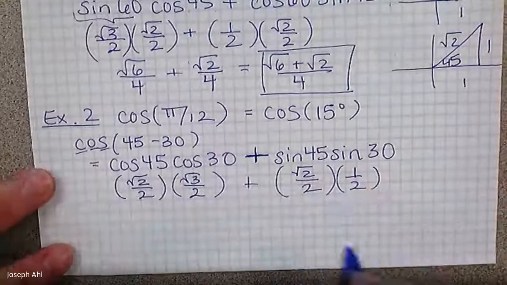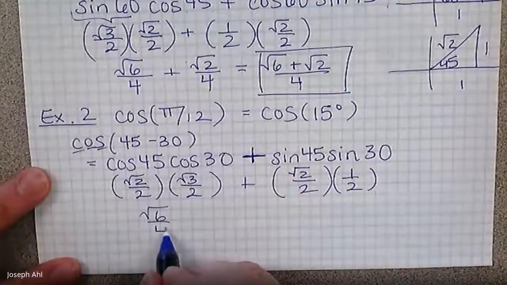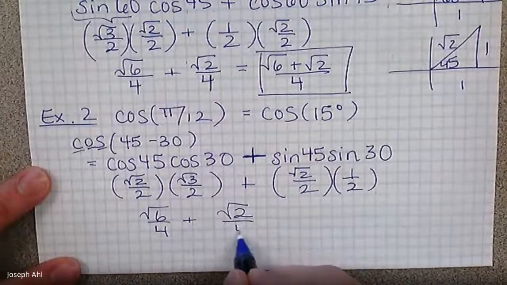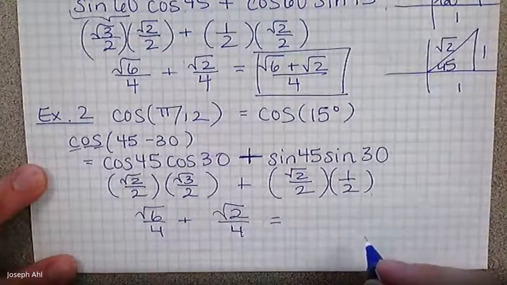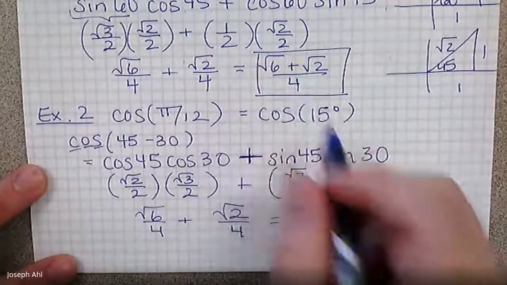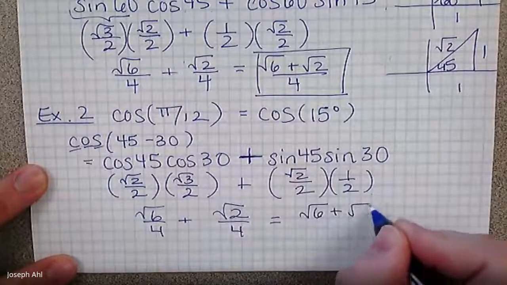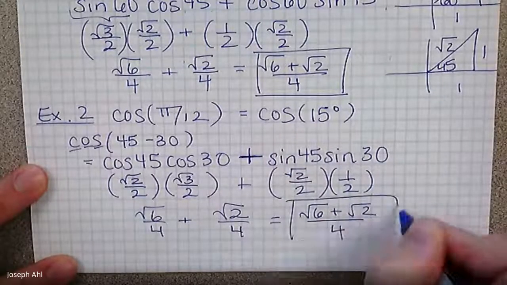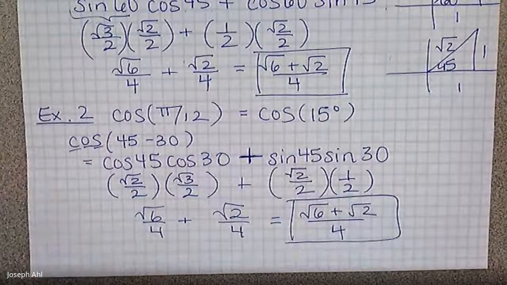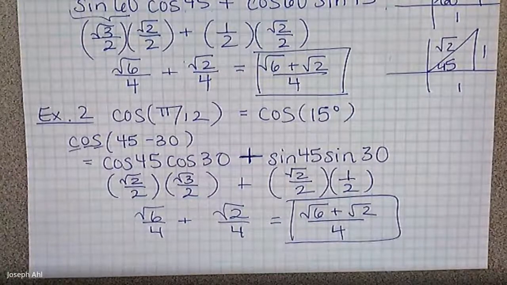So if I add these up, we get radical 6 over 4 plus radical 2 over 4 equals, well, wait, isn't that the same thing I just got up here? Radical 6 plus radical 2 over 4. And like I said, you're going to see that answer come up a lot. Here it is again. It may be equivalent forms to this too.